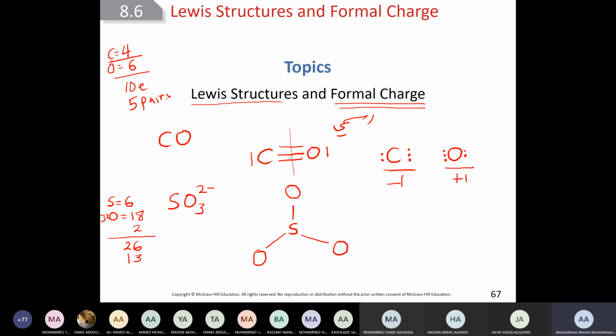3, 4, 5, 6, 7, 8, 9, 10, 11, 12, and then 13. All right? Is this clear? Yes. Okay. I already did the formal chart. I mean the Lewis structure, sorry.